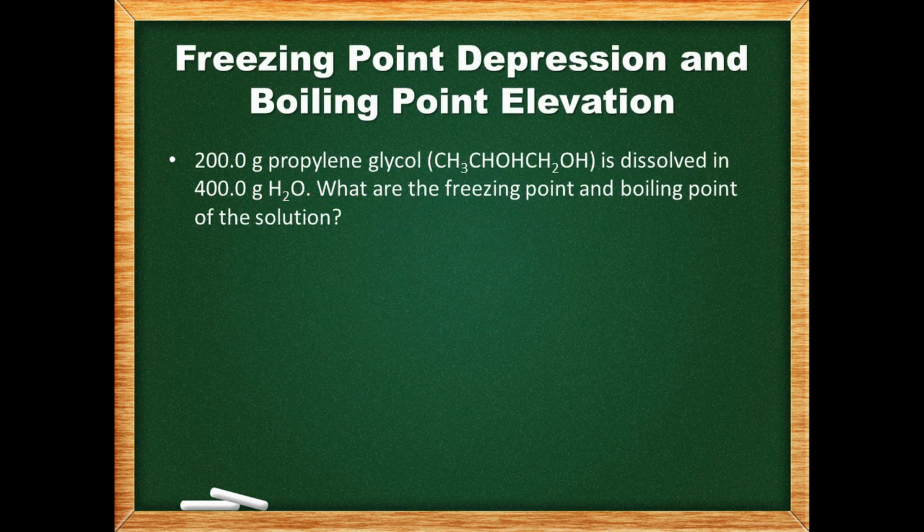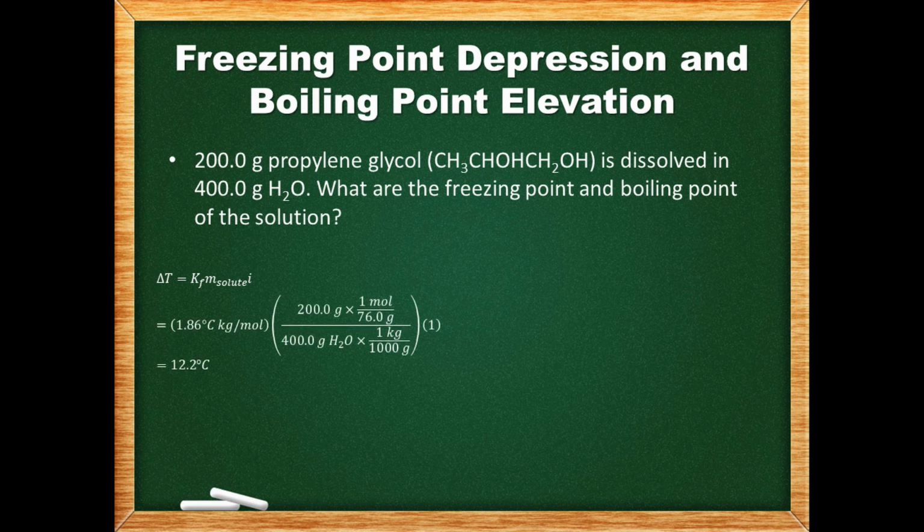Let's try a freezing point depression and boiling point elevation question. 200 grams of propylene glycol is dissolved in 400 grams of water. What are the freezing point and boiling point of the solution? We'll start by finding the freezing point of the solution, so we write down the equation for freezing point depression. We use the Kf value of water, which is 1.86, and since the solute will remain intact in solution, the Van't Hoff factor is 1.